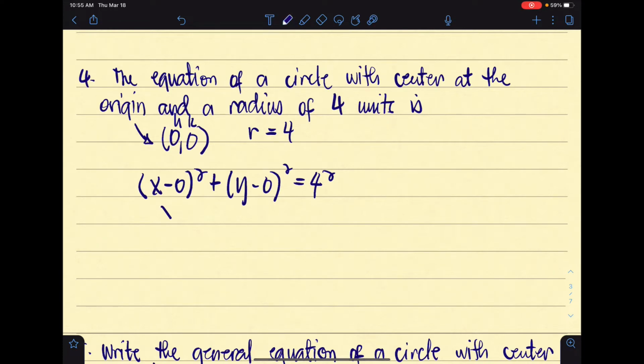Next step, x minus 0 is just x. So we have x squared plus y squared is equal to 4 raised to 2. That is 4 times 4 equals 16. And so we have this final step, x squared plus y squared equals 16 as the equation of the circle described in item number 4.